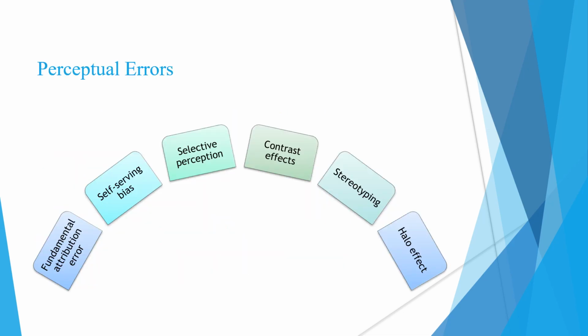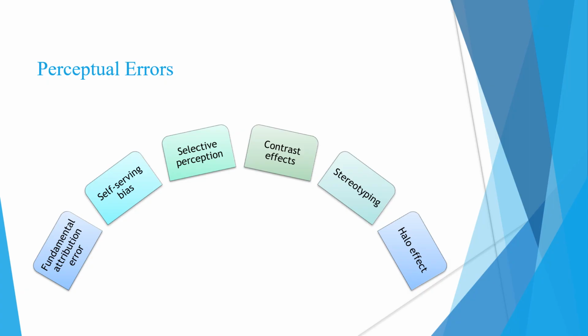Now let's talk about the errors while we perceive things. This is one of the most important topics, because we are all human beings, and as we know, we perceive things on the basis of our reality, not on the basis of the reality itself.